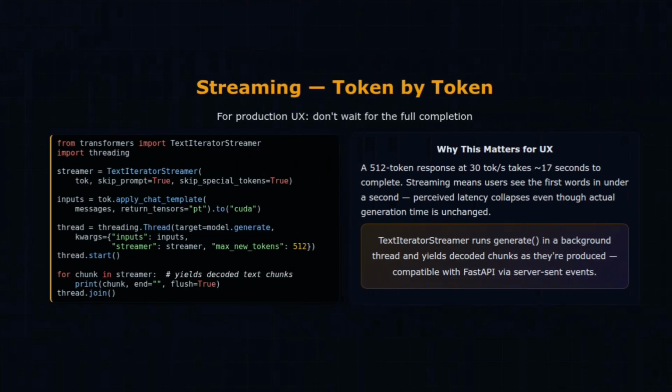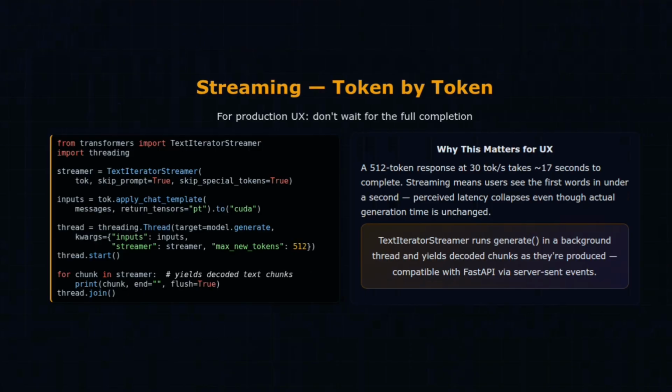One more inference pattern worth knowing before safety filters: streaming. By default, model.generate blocks until the entire completion is ready. For a 512 token response at 30 tokens per second, that's 17 seconds of silence from the user's perspective before anything appears.